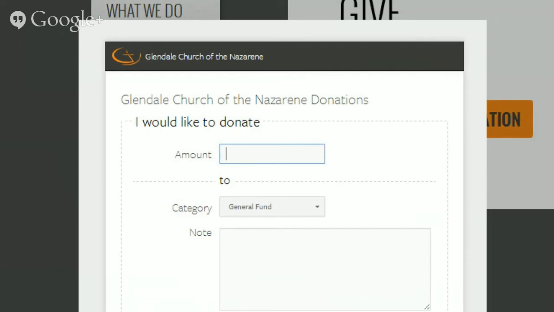And here we just make it easy. So the amount, set where it's going, the note. You just want to try and find a solution that is simple, easy to use, and doesn't complicate and get in the way of making online giving accessible to everyone.